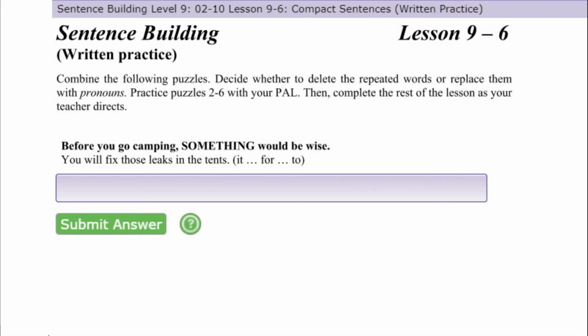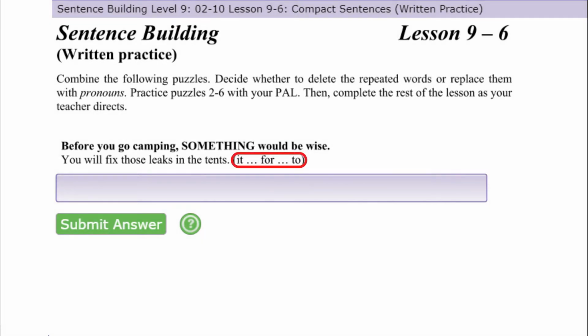Begin by reading the sentences in the sentence building puzzle separately. The base sentence, before you go camping, something would be wise, and the signal sentence, you will fix those leaks in the tents. The signals that we use to combine these sentences are in parentheses.